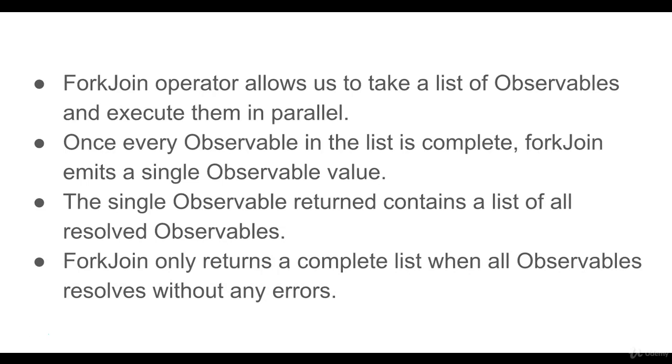Now, in the example of getting the current weather information and also the forecast weather information, if the current weather information is returned, but we get an error when trying to return the forecast weather information, then forkJoin will return an error. It's not going to resolve the observable. So it only resolves when all the observables resolve without any form of errors. So in the next video, we are going to see how to use this forkJoin operator.